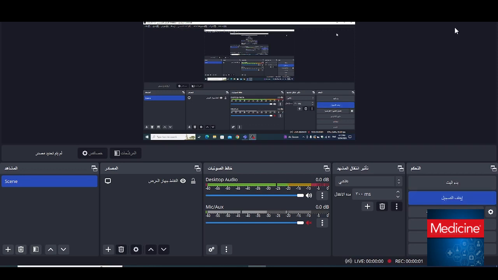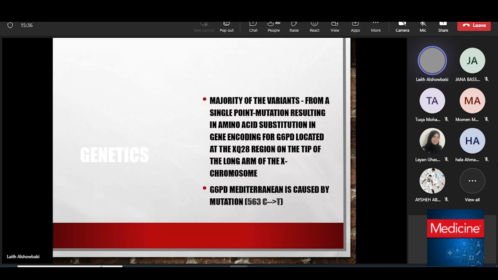The cornerstone defect in this problem is an amino acid substitution in the gene encoding for G6PD, located in the XQ28 region on the tip of the long arm of the X chromosome.